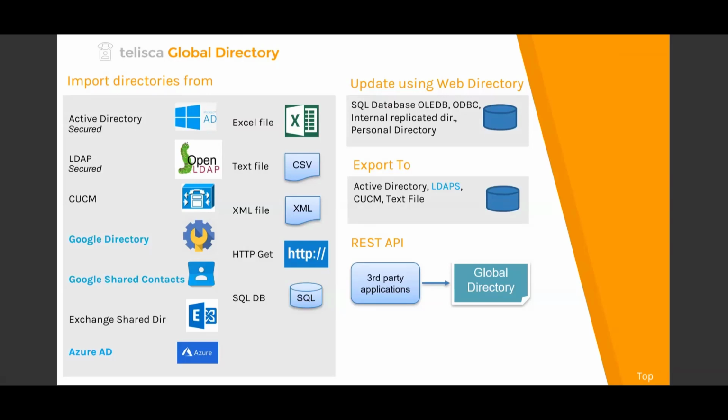From the web interface, we can update the replicated internal directory of Global Directory, but also directly a database or personal directory. And you can export, synchronize to external Active Directory, LDAP, CUCM, text file. We also provide a REST API to allow third-party applications, which are of course authenticated, to search in Global Directory.